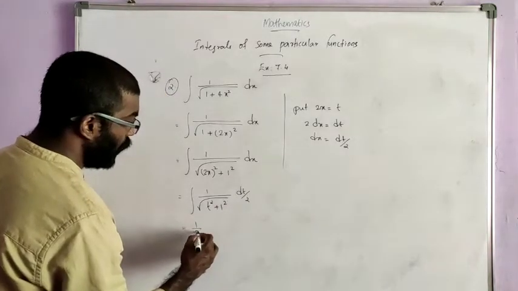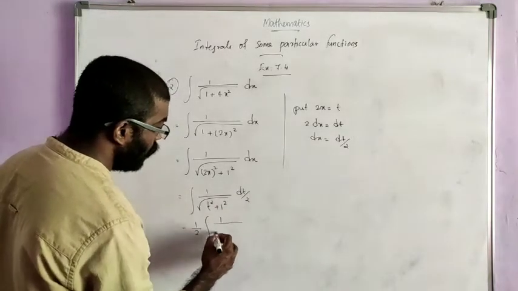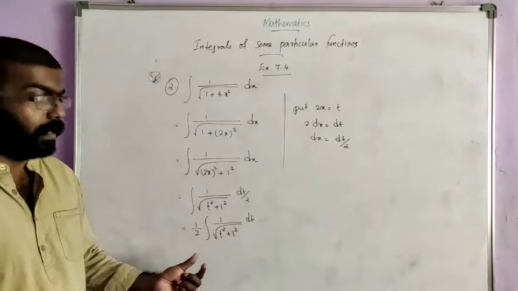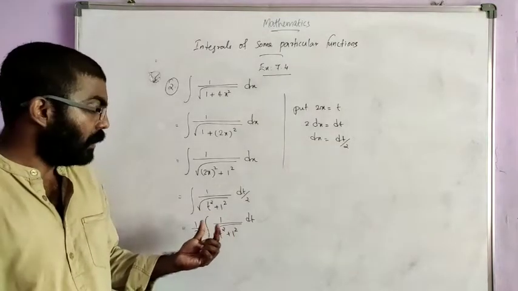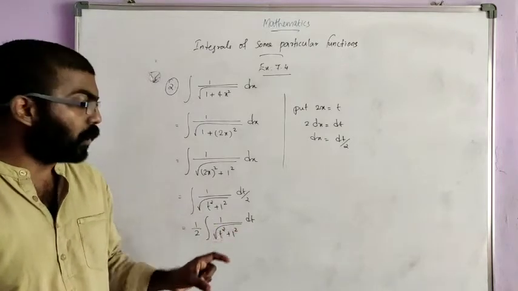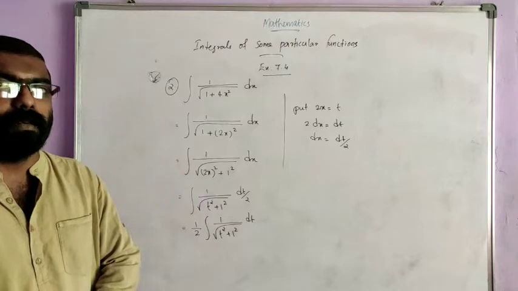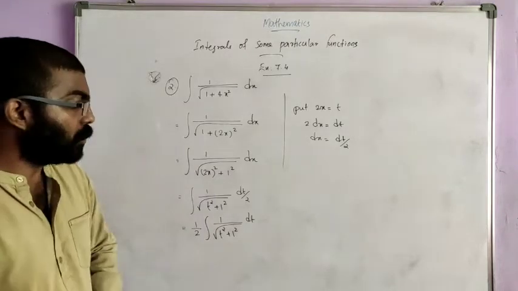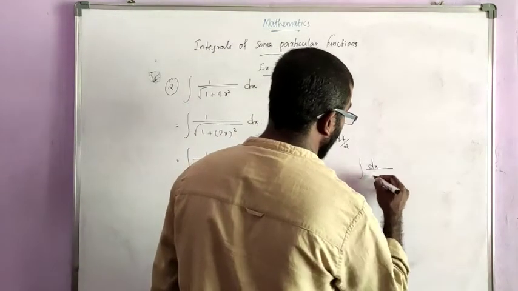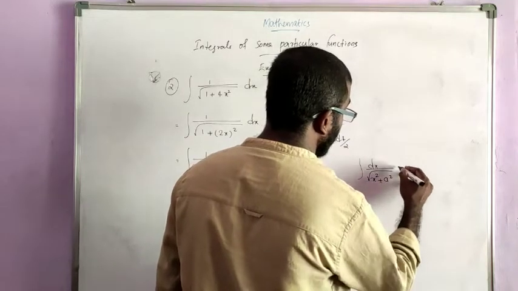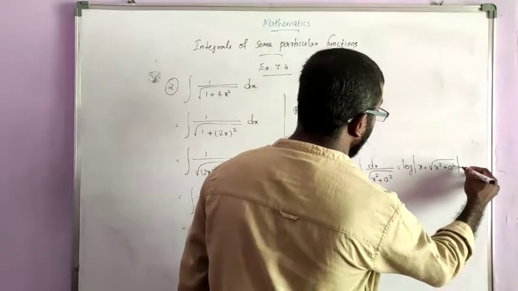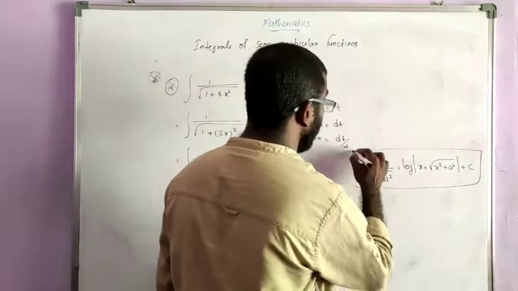That 1 by 2 we can take it out. So 1 by 2 into integral 1 by root of t square plus 1 square dt. So what's the formula here? Integral 1 by root x square plus a square dx, or integral dx by root of x square plus a square, which is equal to what? Log mod x plus root of x square plus a square. We have the formula integral dx by root x square plus a square is equal to log mod x plus root of x square plus a square, then plus integrating constant c.